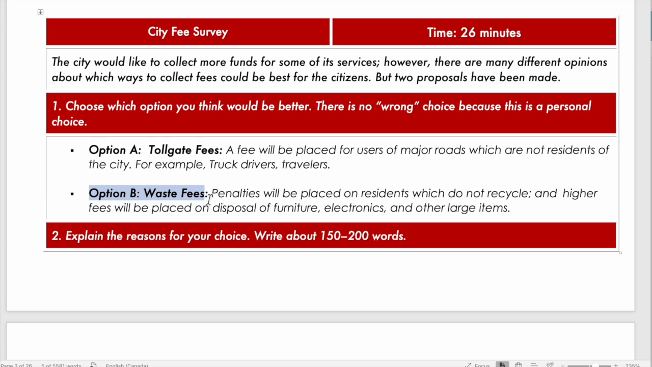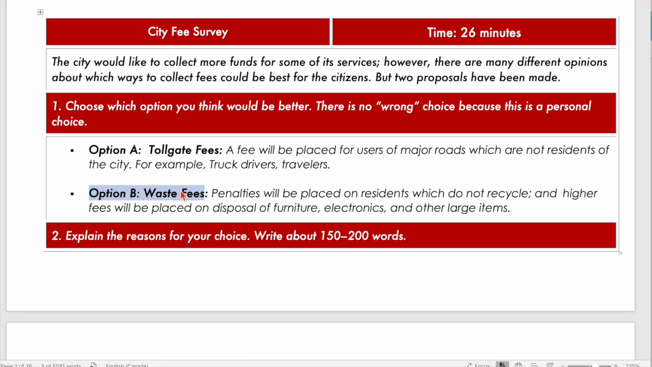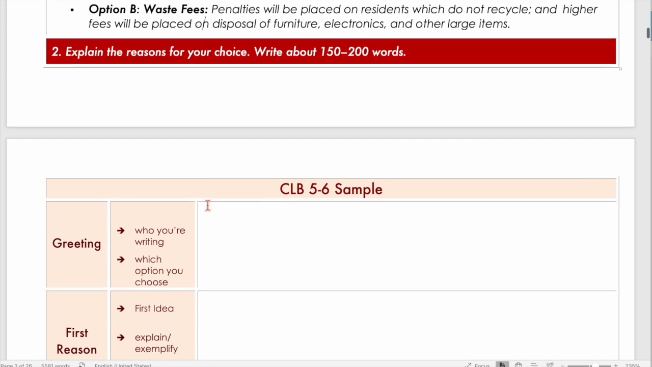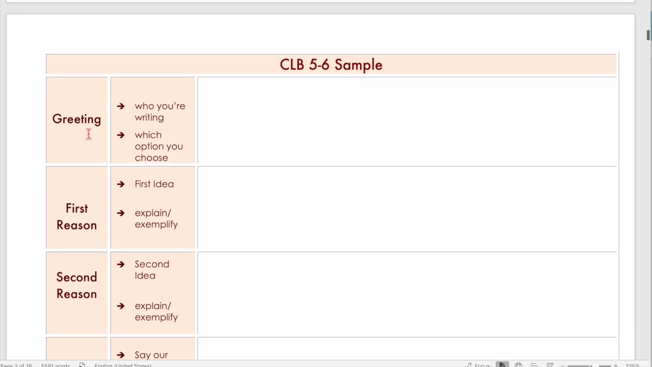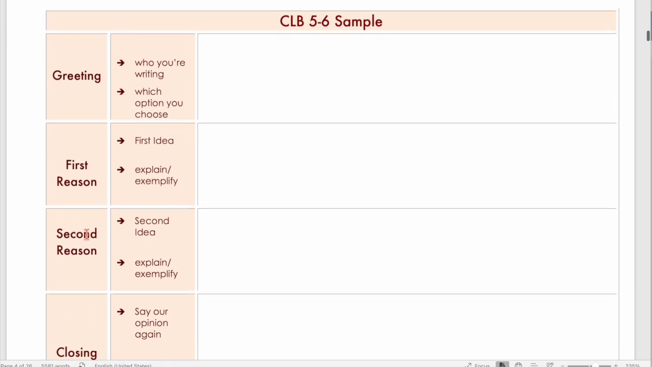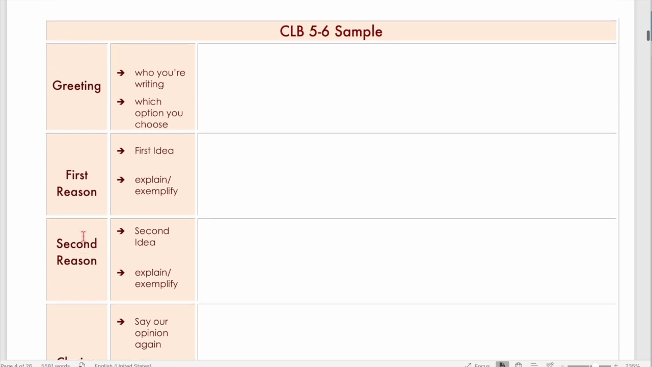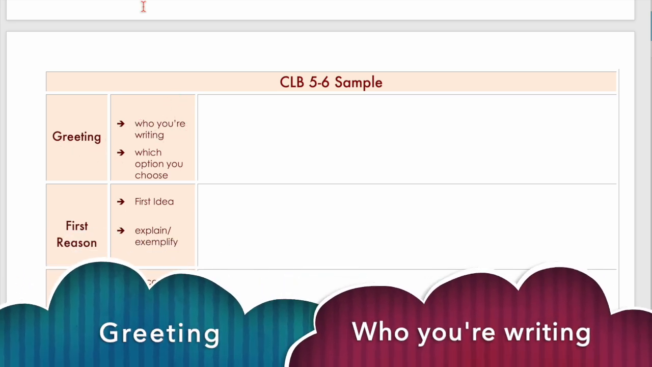I think you should write whatever you think is easier for you. Okay? Okay, then, everyone, let's get to our writing. And I've already put here, everyone, the structure that we will need. Greeting, first reason, second reason, closing. We need 4 paragraphs. And let's start off with the greeting, who we're writing, okay?